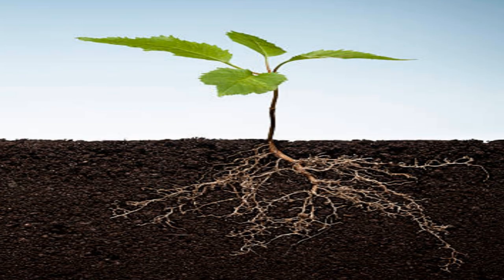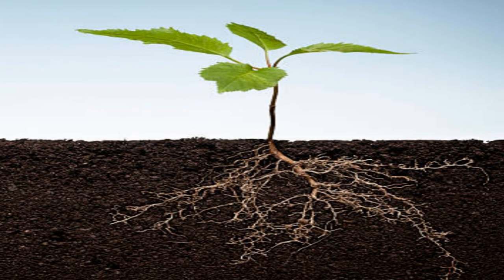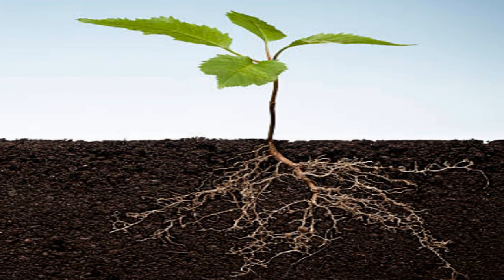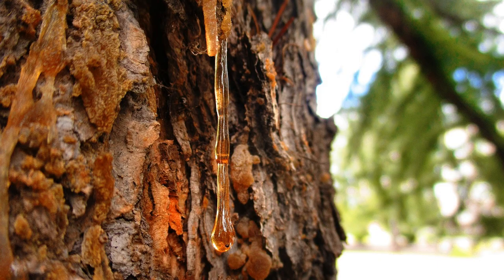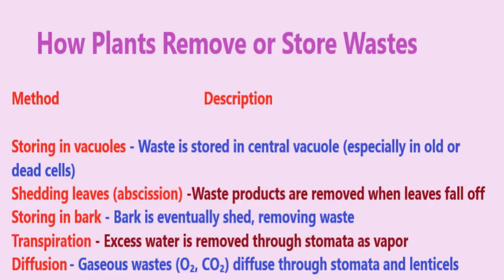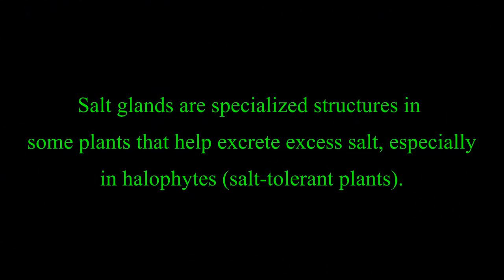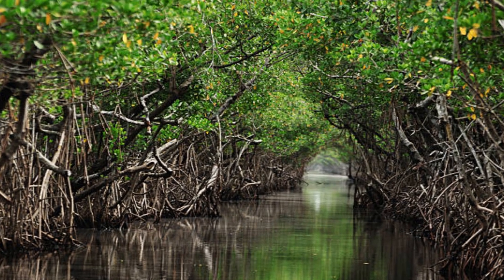Fifth, root excretion. Some waste is released into the soil. Sixth, detoxification. Toxic substances are converted into crystals like calcium oxalate. Seventh, salt glands excrete excess salt in some plants like mangroves.